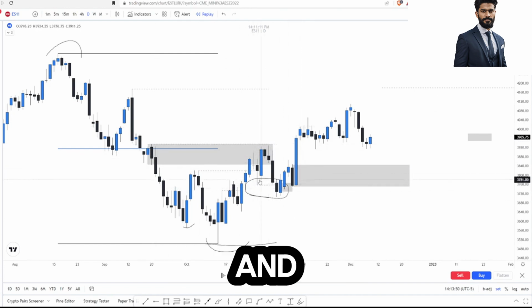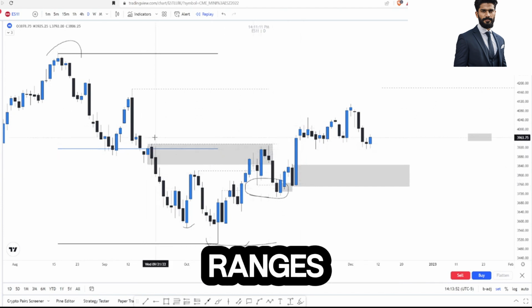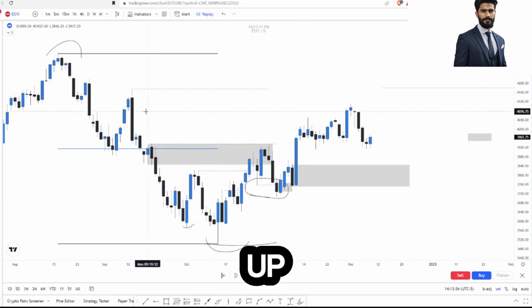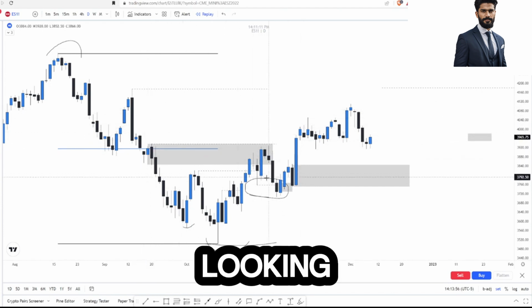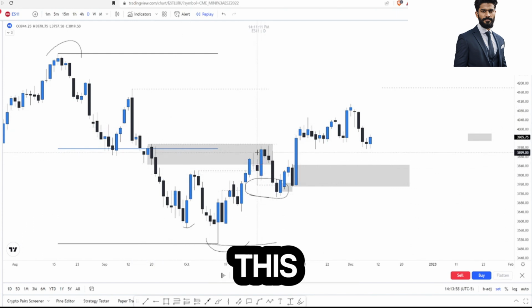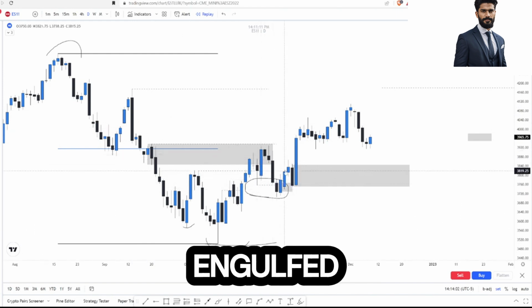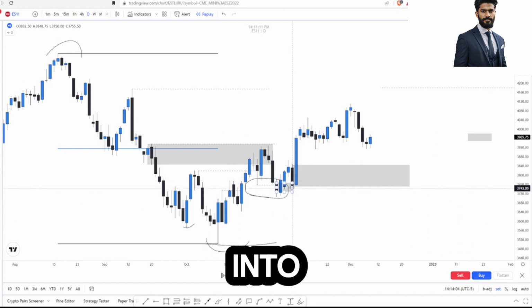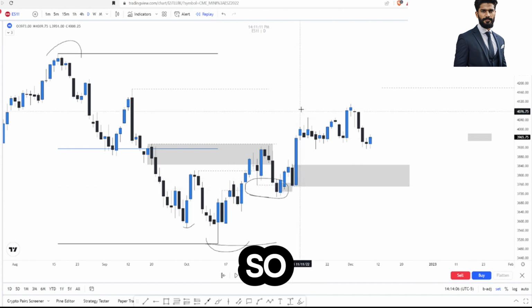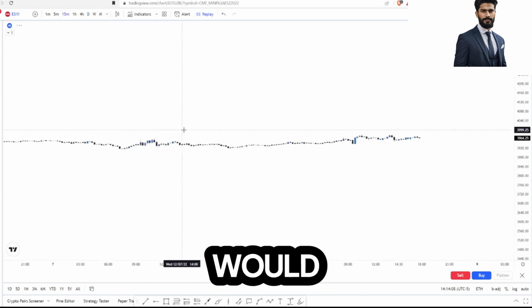You get blasted. And it's just simply not understanding ranges and not understanding that price still has a reason to go up. So instead of looking at that as a break of structure and trying to short this order block right here, you look at that as a buying opportunity, especially once it's been engulfed. And you can see price came back down into it. So after price came back down into it, what would you have done then?